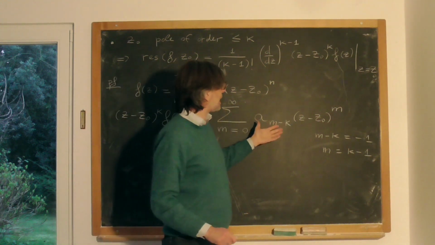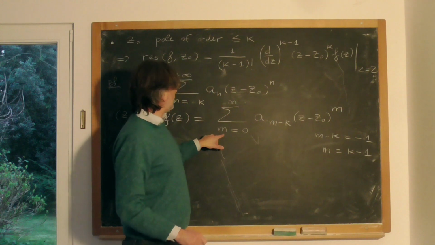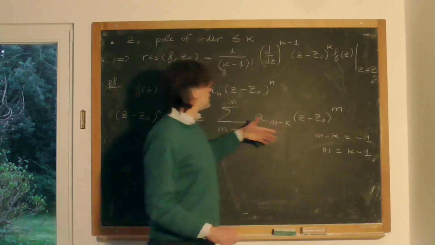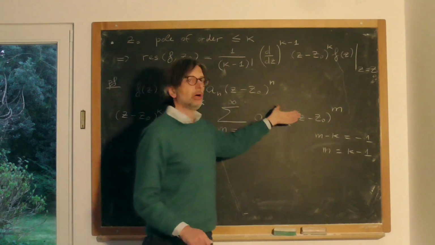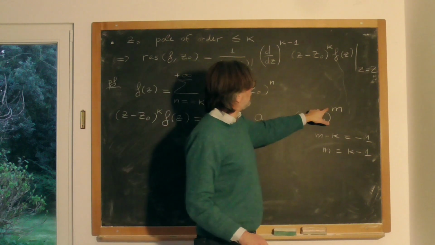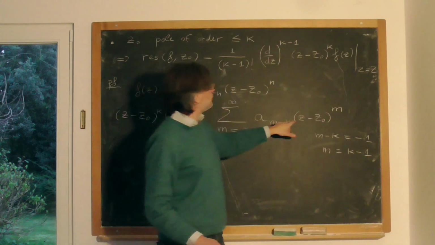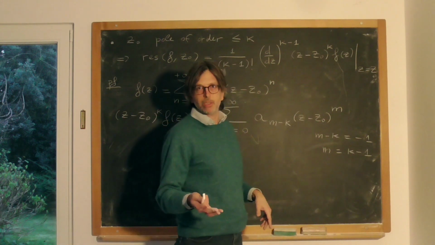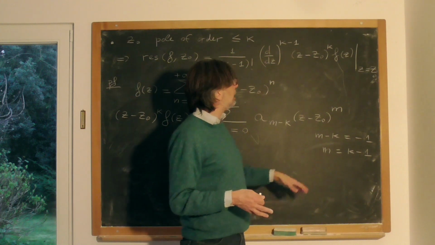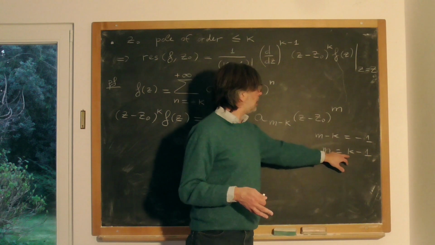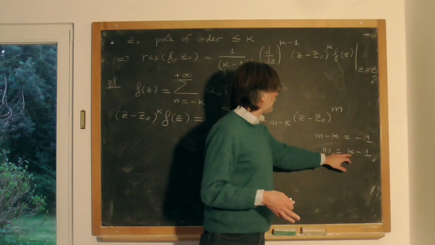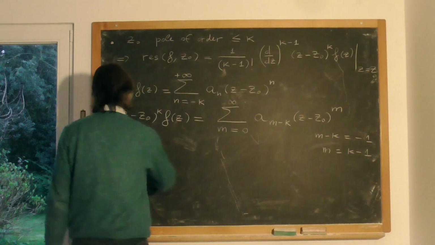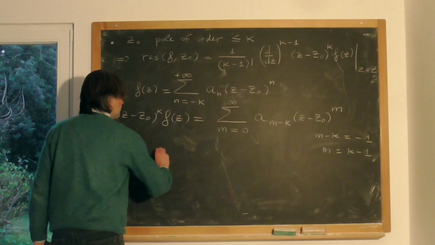So if we want just to extract the coefficient of (z minus z naught) to the power 0, we would just evaluate this function at z naught. If we want to compute the coefficient of (z minus z naught) to the power 1, we would compute one derivative and evaluate it at z naught. Here we want to compute the coefficient of (z minus z naught) to the power k minus 1, so it means that we have to compute a_{minus 1}.